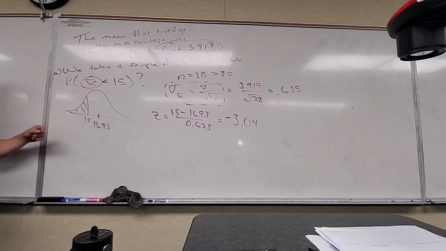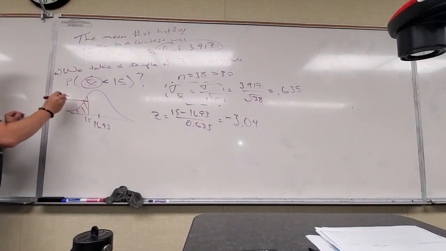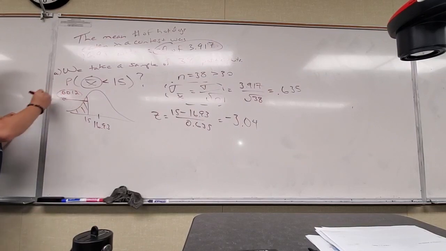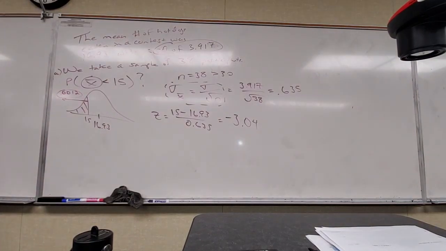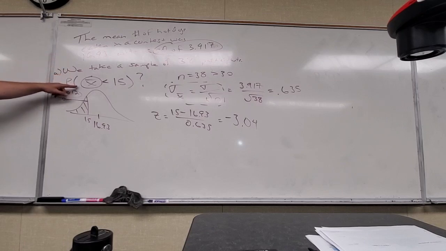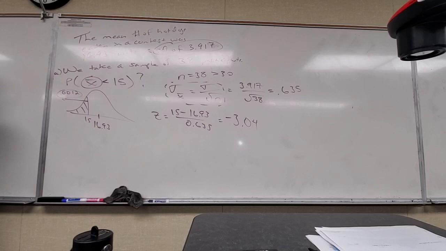So what do you guys get for negative 3.04? 0.0012. Yeah, so very small probability that a group of 38 ate less than 15, because the average is 16.93, so a group of 38 should be close to 16.93. Check.